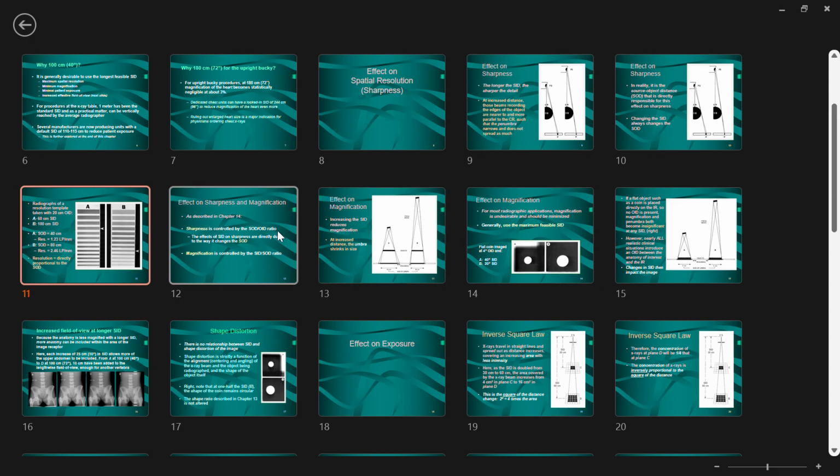The next is the effect of SID on magnification. To be clear, spatial resolution deals primarily with penumbra, the blurry edge to the body part.